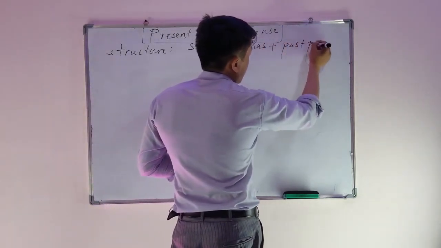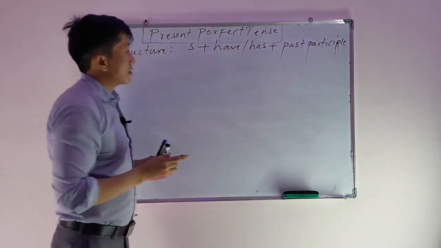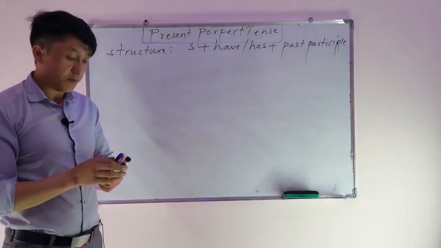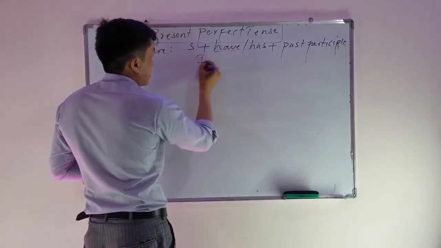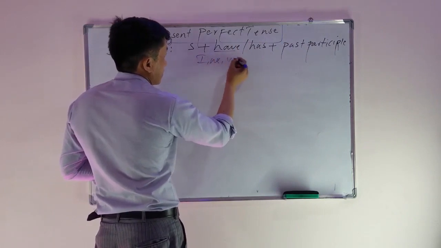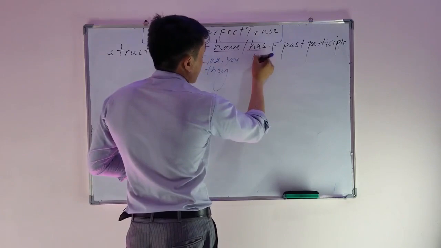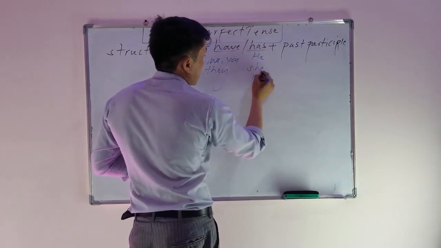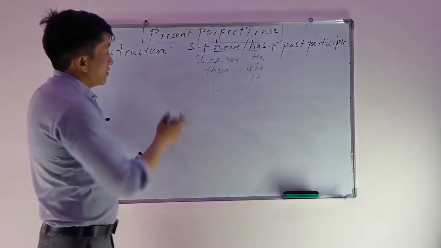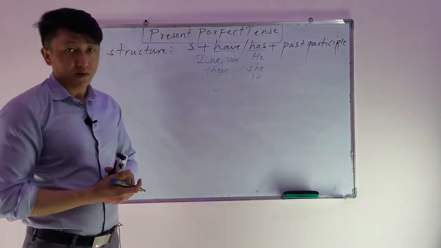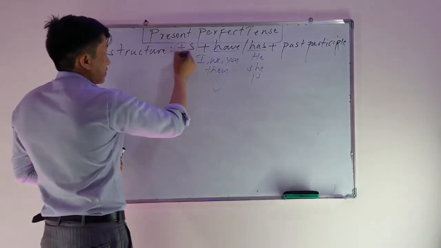So we use present perfect in this way: subject plus have or has plus past participle. Now here, have is used mostly for I, we, you, and they. When do we use has? Has is used for he, she, it, and also for a singular subject. This is the structure of the present perfect, and it's how you use it in a positive sentence.